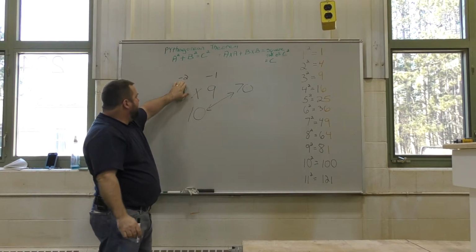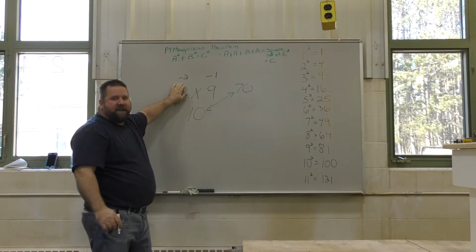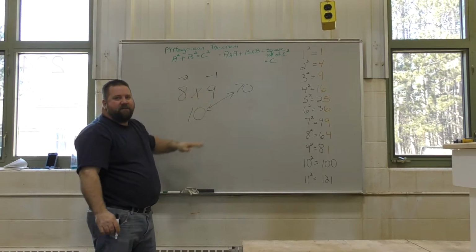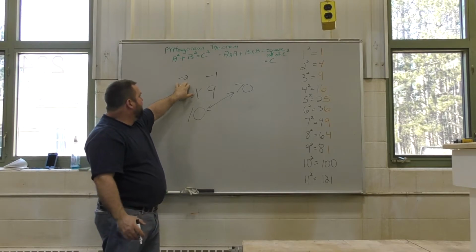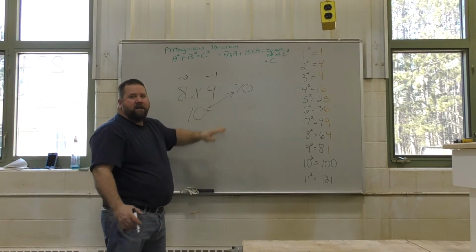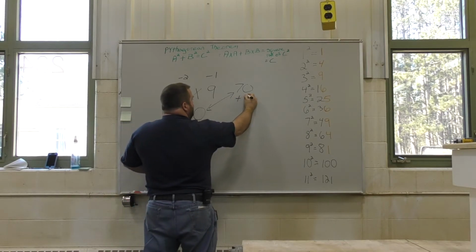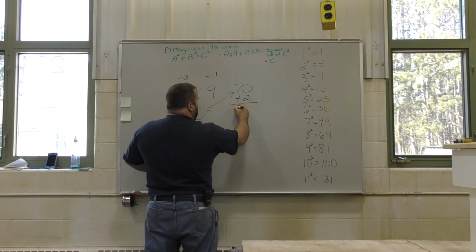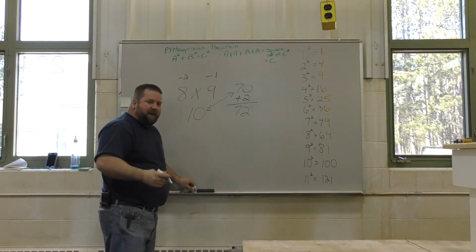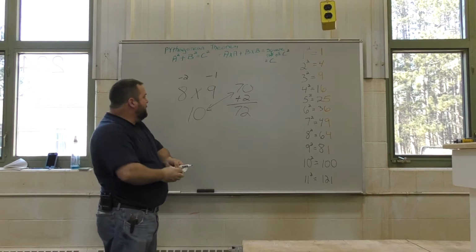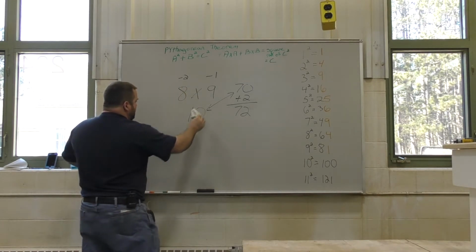Now we take a negative times a negative. Anytime you take a negative times a negative, you come up with a positive. So a negative 2 times a negative 1 equals a positive 2. So we're going to add 2 to that and come up with 72. You probably already knew that 8 times 9 was 72, but I just wanted to show you when you have 2 negatives, you can still use the 10 unit.